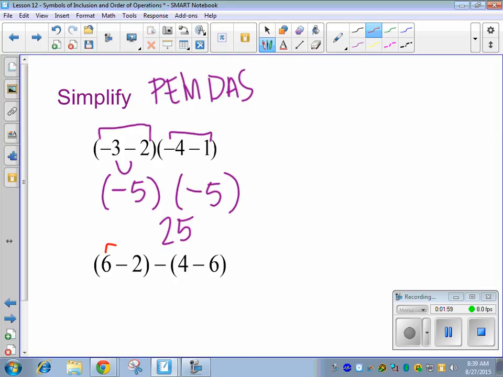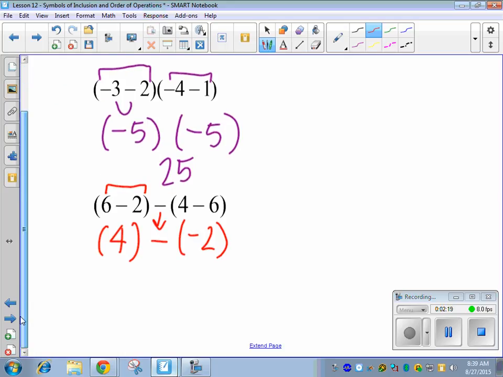Yep, so we have our parentheses here. It's always our first step. 6 minus 2 gives me 4 inside of those parentheses. What's next? 4 minus 6. Perfect. So we do 4 minus 6. We get negative 2 right here. But this negative moves down with it. This is where a lot of you guys are getting confused. Something weird happens with this negative.